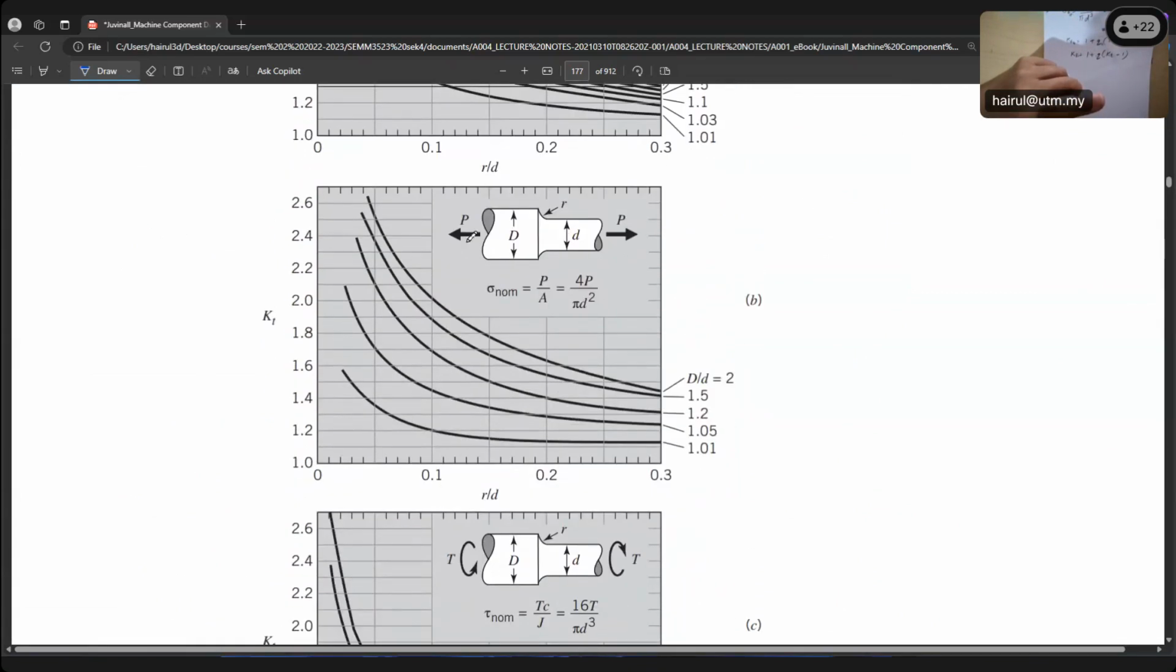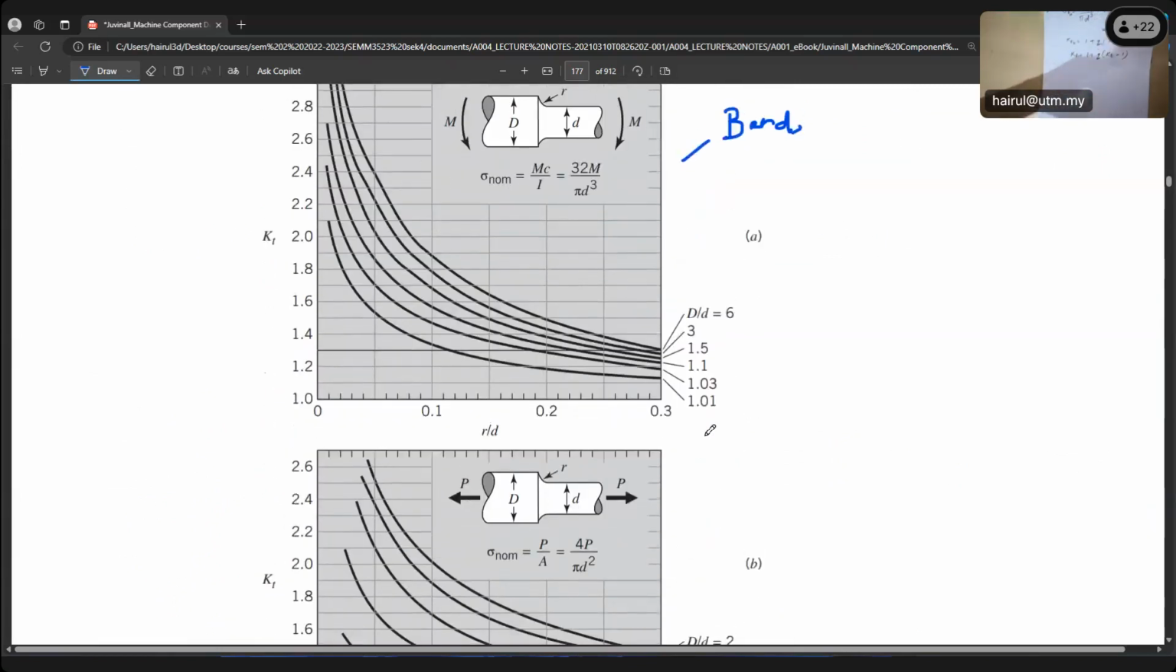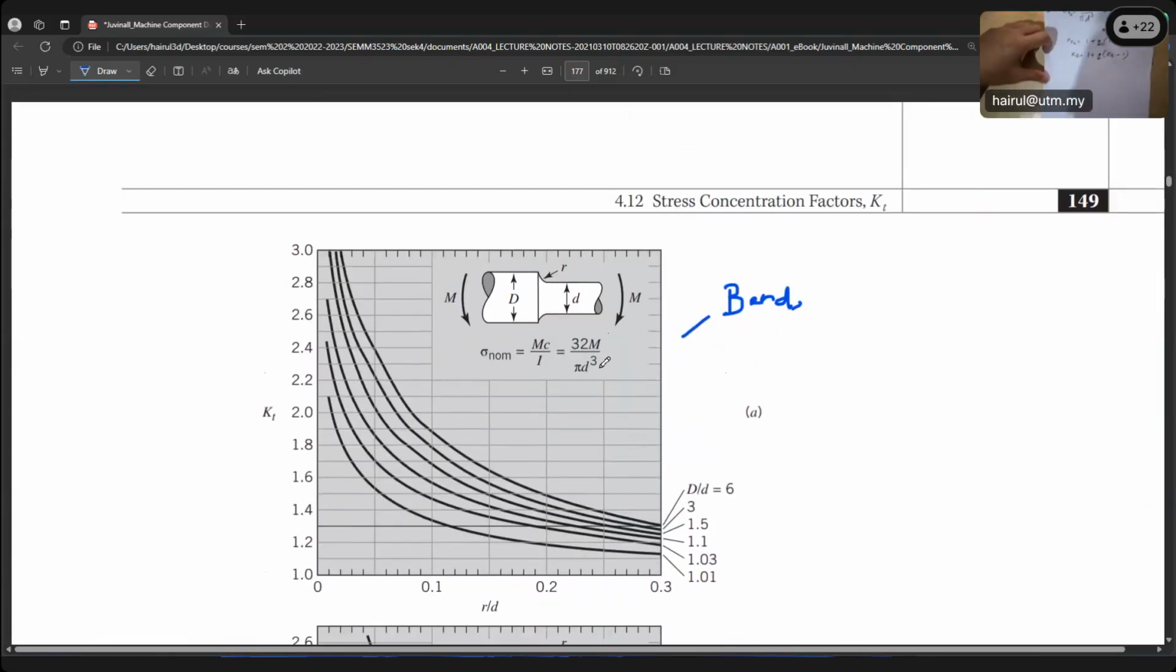Okay, this is for bending. The second, this is for axial stress. This one is for torsional stress. So it means in our case, for bending, we need to multiply by, okay, see how do we get it.